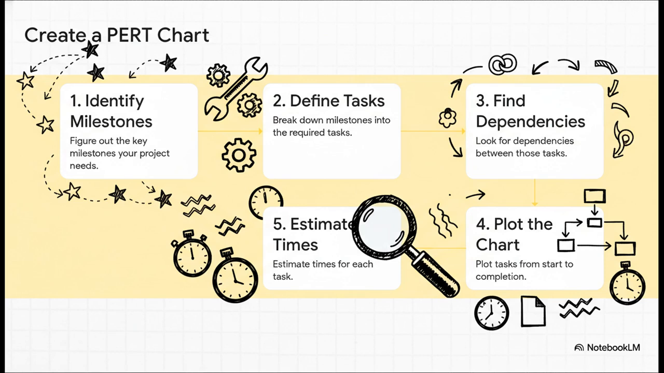Creating a PERT chart is actually a very logical process. First, you identify your big milestones. Then, you break those down into all the individual tasks you need to do. Next, and this is key, you map the dependencies between them. That's how you start to see that critical path. Then, you plot the chart. And finally, the most important step, the one we're about to double-click on, you estimate the time for each task.